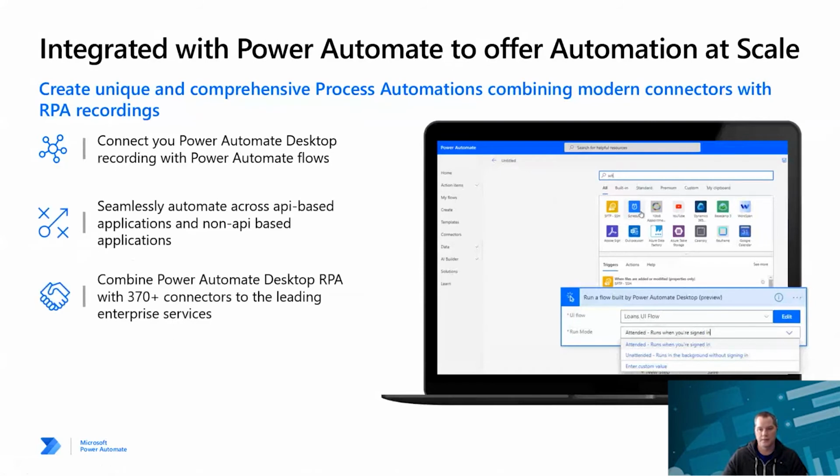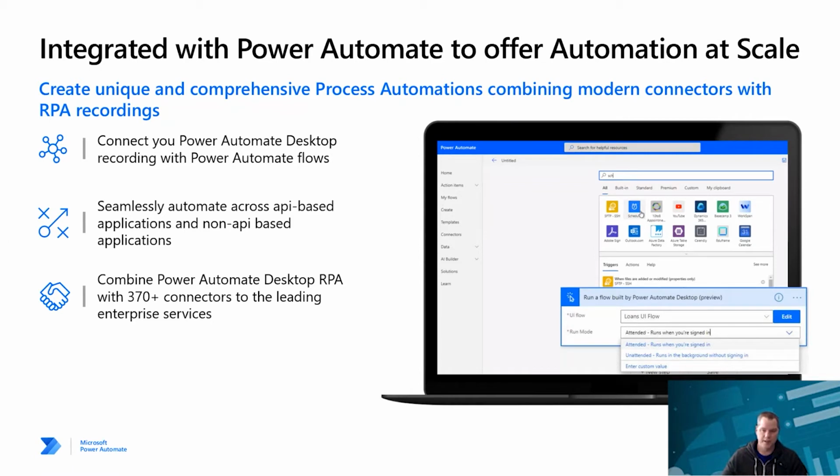And I touched on this a little bit before, but once I've built out my desktop automation and I save it, it then becomes discoverable as part of my cloud flow experience. So these desktop flows are solution aware. They are also environment aware. And so when I'm in the same environment, what I can do is drop this run a flow built with Power Automate Desktop connector into my cloud flow.